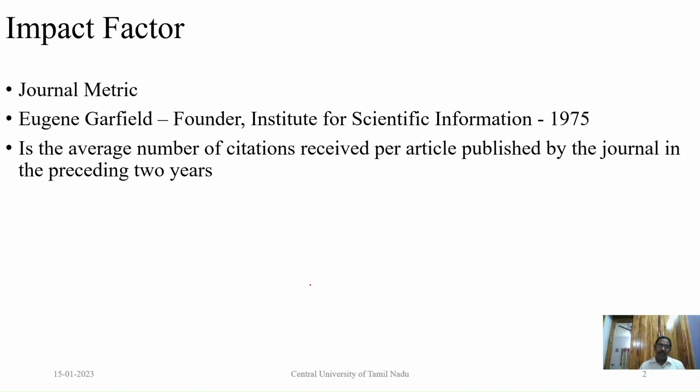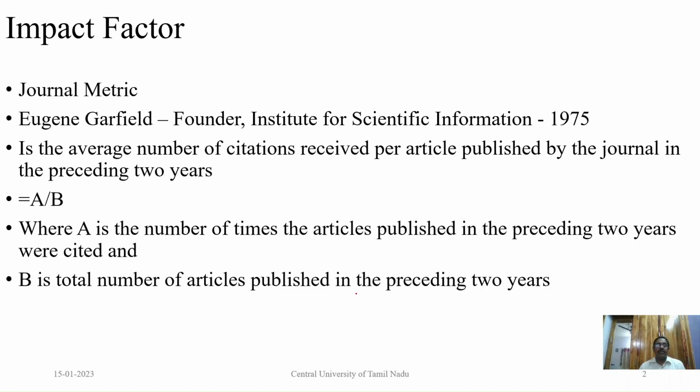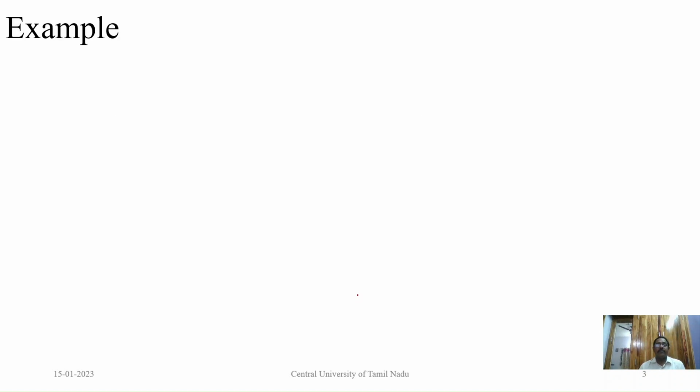How is it calculated? This is the formula. So impact factor is equal to A by B, where A is the number of times the articles published in the preceding 2 years were cited, and B is the total number of articles published in the preceding 2 years. Shall I go for an example?